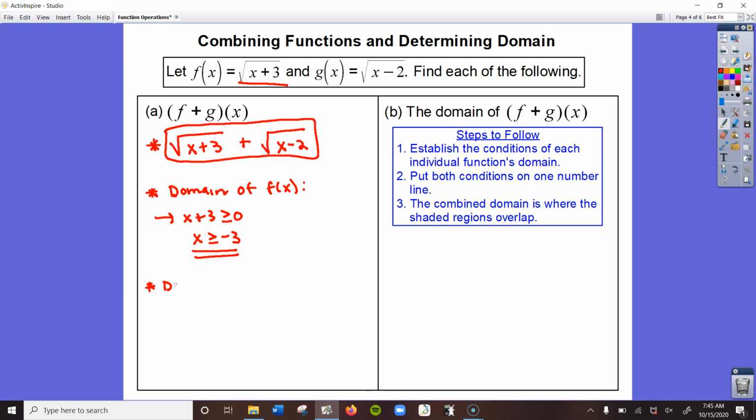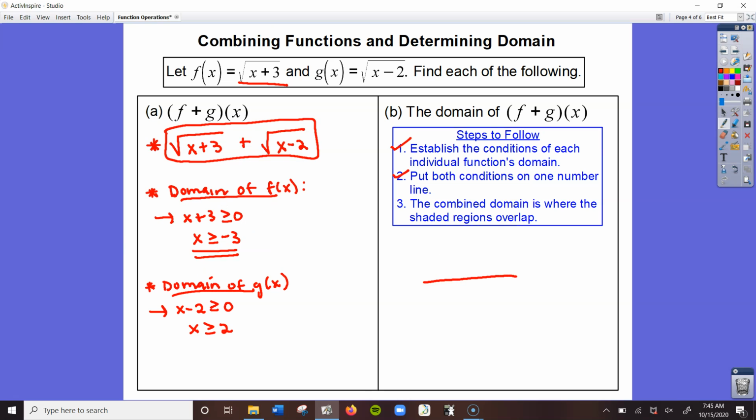Now I'm going to find the domain of g of x. And g of x is another radical. So we take the inside, x minus 2 has to be greater than or equal to 0, which if I add the 2, that means that x has to be greater than or equal to 2. So we have already established the conditions of each of those individual functions. Now we're going to put both conditions on one number line. So this is exactly what we were doing earlier, which is why I wanted us to do those functions first.